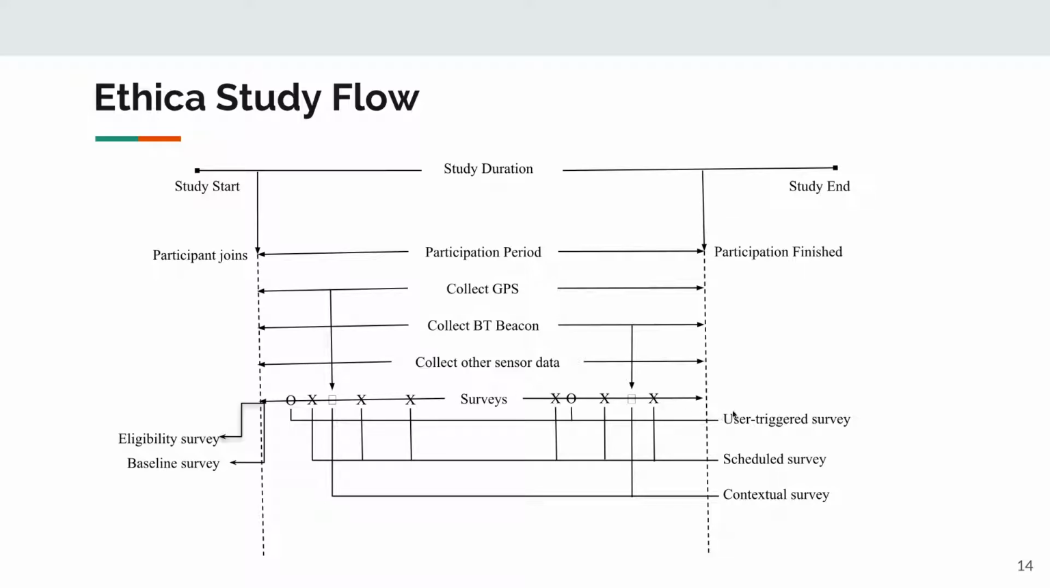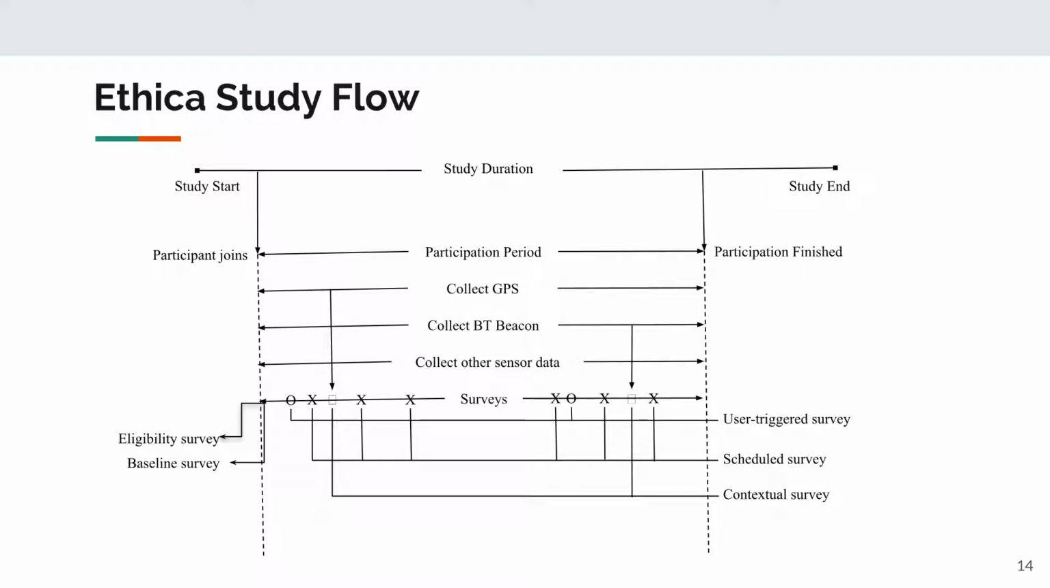Then you have different types of surveys that you might want to trigger to participants, whether it's user-triggered surveys that the user can trigger at any time, here shown with a circle, or scheduled trigger surveys that you define with a fixed schedule, here happening at fixed intervals, like shown with X. Or contextual surveys. Contextual surveys are the surveys that you define the context under which they have to be triggered.